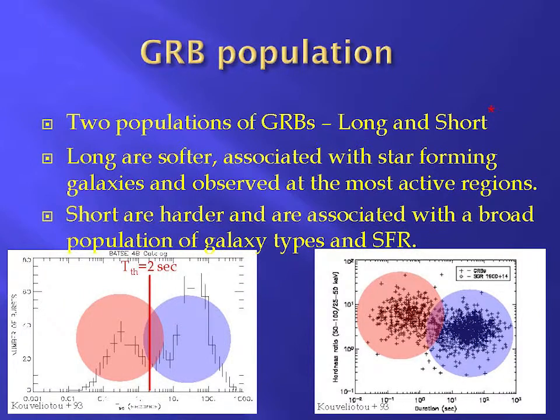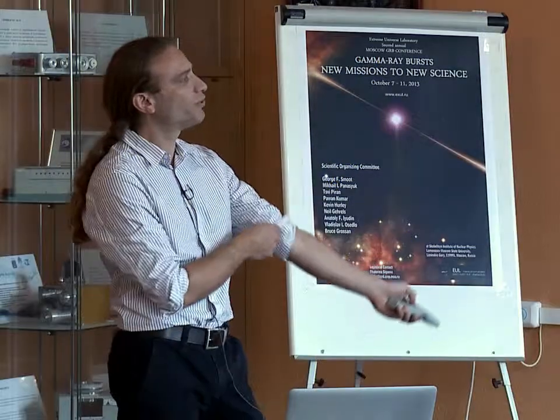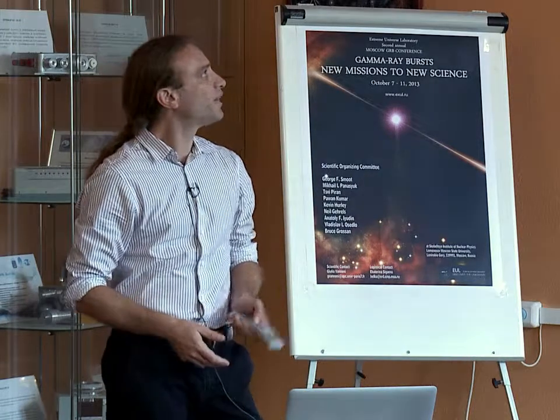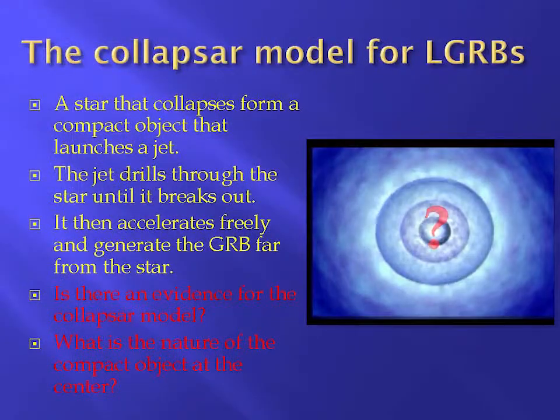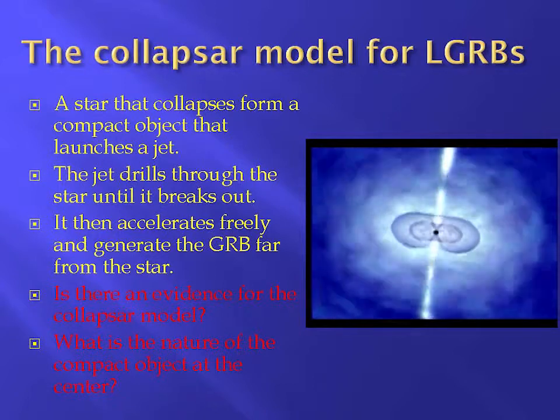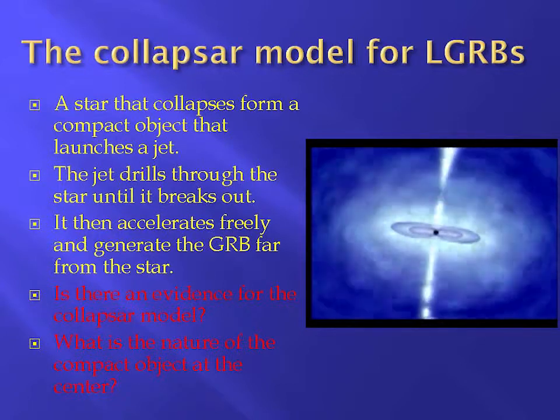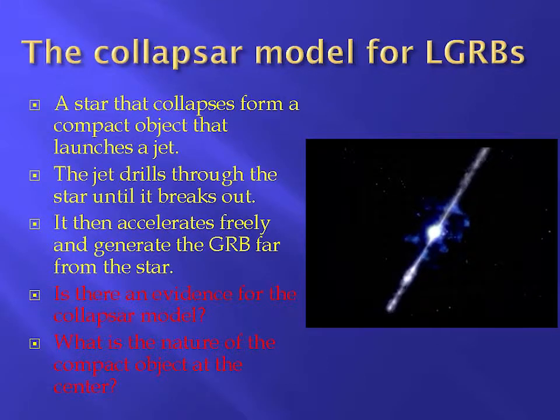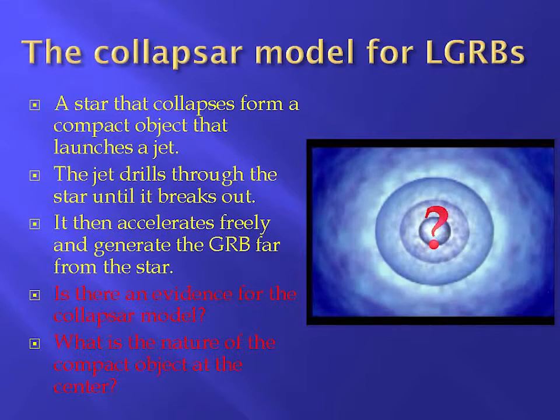And so I'm going to focus in this talk mainly on the model for the long gamma ray burst, which is known today as the collapsar model. The basic property of this model is that the core of a massive star collapses to form some sort of compact object. This object emits a jet. The jet eventually breaks out of the star, and after it breaks out, it accelerates, and after it accelerates enough, it starts to produce the gamma ray bursts that we observe, and these are emitted far away from the star.